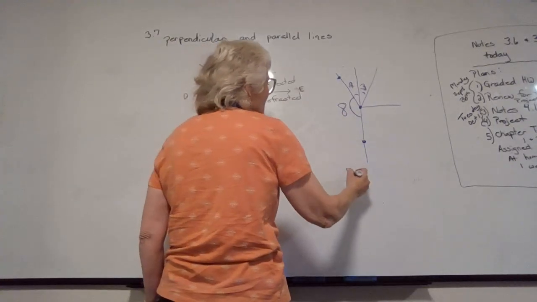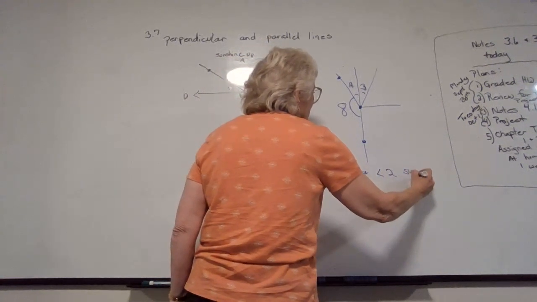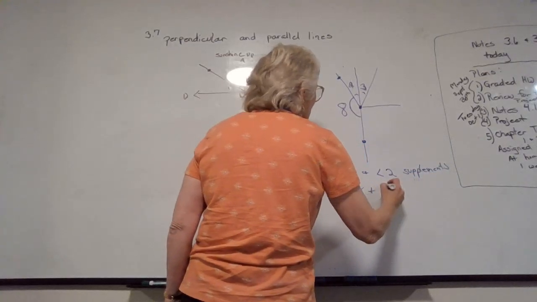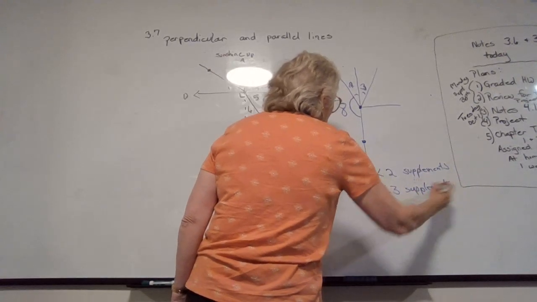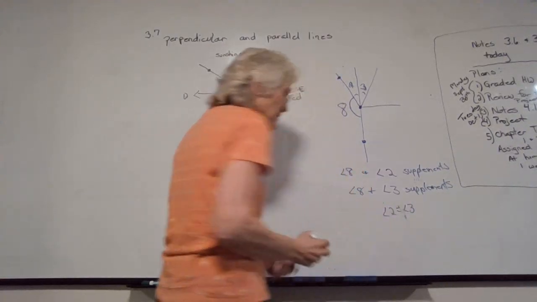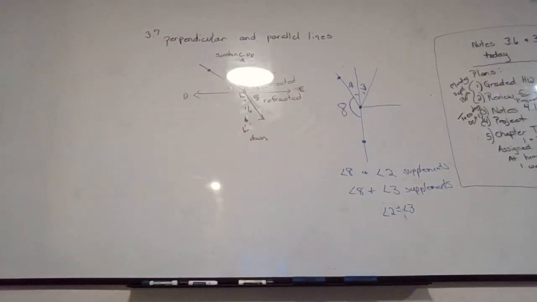Okay, so if angle 8 and angle 2 are supplements, and angle 8 and angle 3 are supplements, then angle 2 and angle 3 are equal. Is that a true statement? Angle 8 and angle 2 are supplementary, angle 8 and angle 3 are supplementary, are angle 2 and angle 3 the same? Yeah. Why?